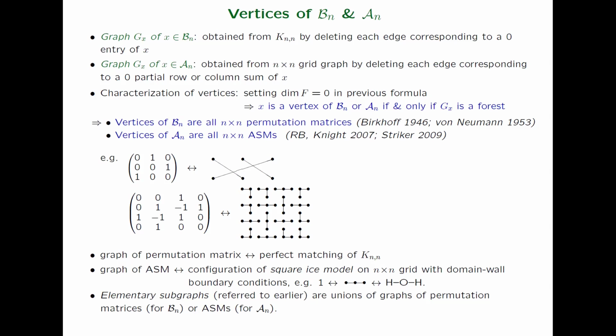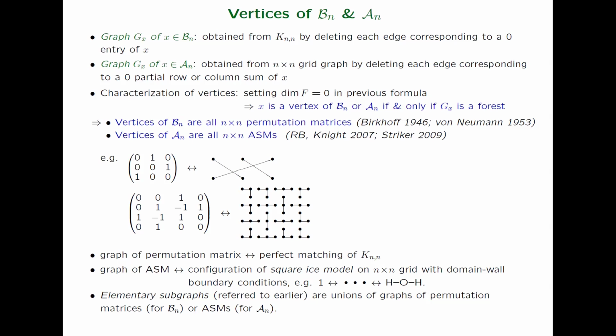So this easily tells us that we've got a vertex of Bn or An if and only if the graph is a forest. And the classical result due to Birkhoff and von Neumann is that the vertices of Bn are all n by n permutation matrices, but in fact we can get this very easily now. Because if we take a permutation matrix and look at its graph, clearly that's a forest, so every permutation matrix is a vertex.